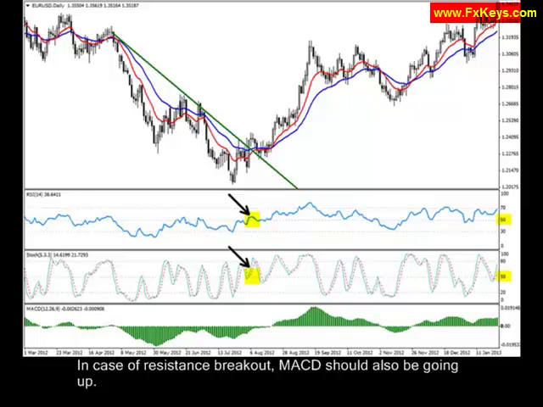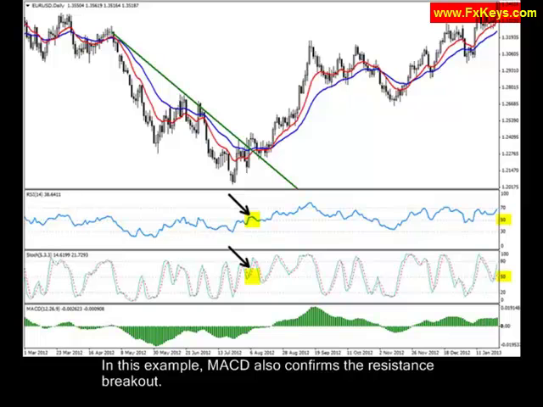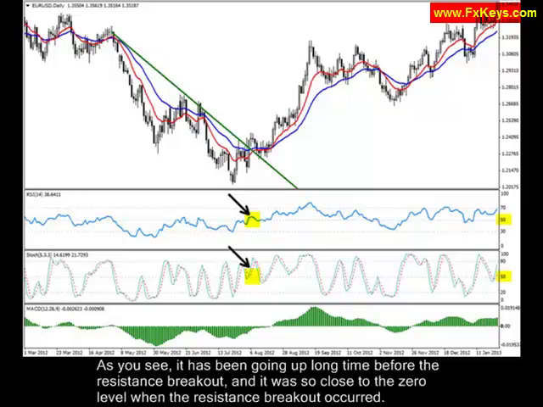In case of resistance breakout, MACD should also be going up. However, as MACD is a delayed indicator, usually it is not above the 0 level when the resistance breakout occurs. In this example, MACD also confirms the resistance breakout. As you see, it has been going up long time before the resistance breakout, and it was so close to the 0 level when the resistance breakout occurred.